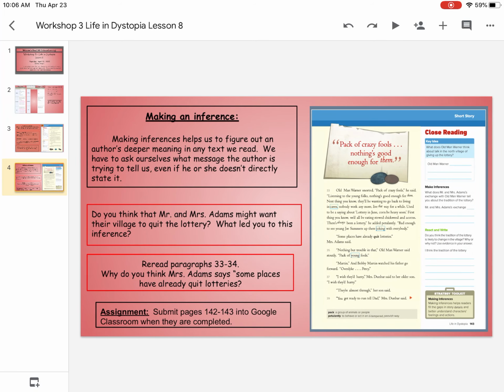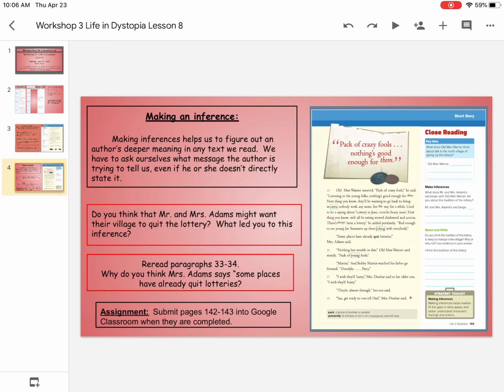Okay, top of page 143. Old man Warner snorted. "Pack of crazy fools," he said. "Listening to the young folks, nothing's good enough for them. Next thing you know, they'll be wanting to go back to living in caves. Nobody work anymore. Live that way for a while. Used to be a saying about 'Lottery in June, corn be heavy soon.' First thing you know, we'd all be eating stewed chickweed and acorns. There's always been a lottery," he added petulantly.